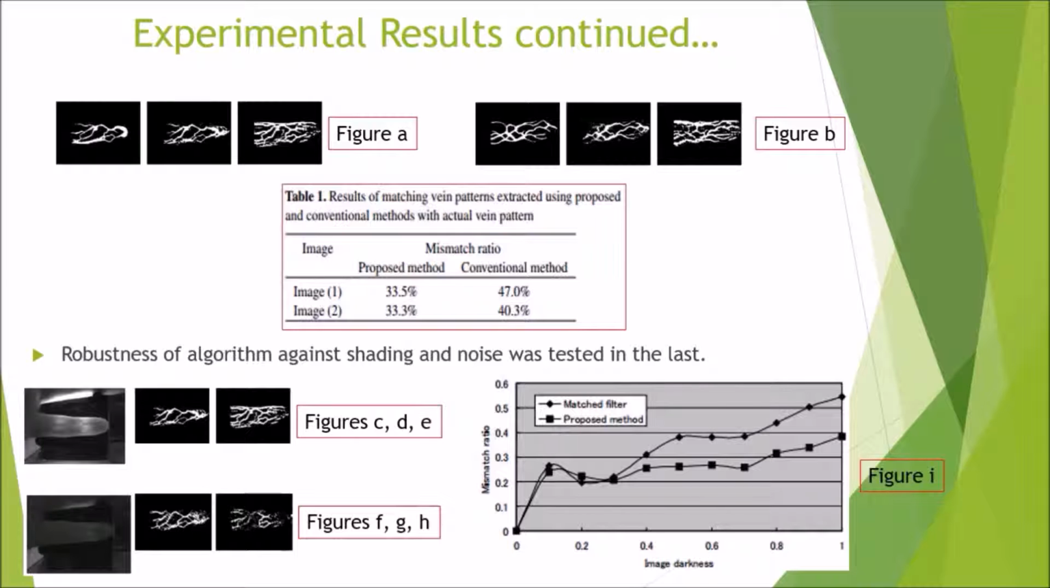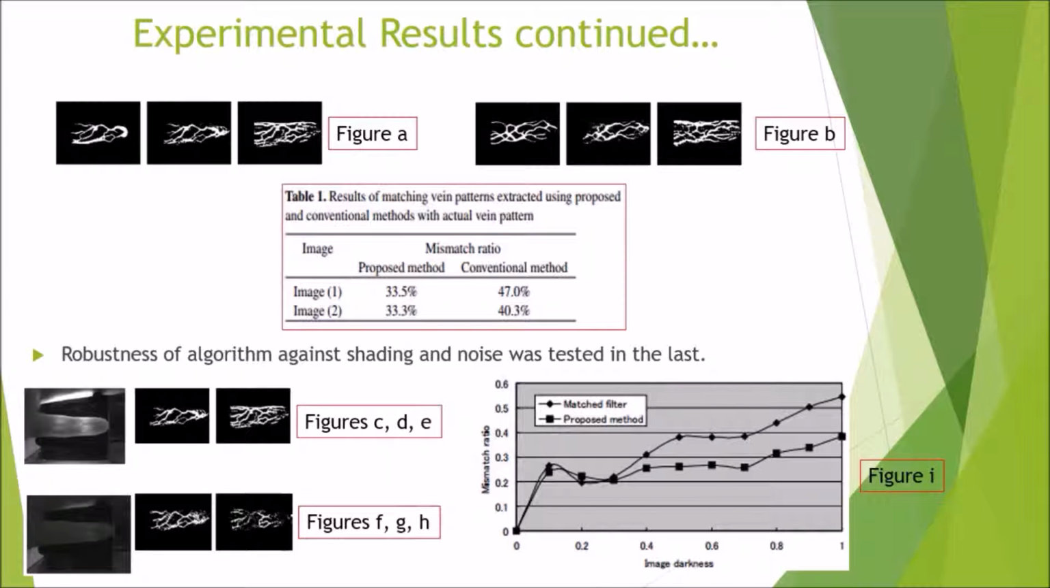Figure I shows the relationship between the mismatch ratio and the image darkness. As the captured image became darker, the mismatch ratio increased for both methods. The maximum value for the proposed method was 39%, 13% less than the 52% obtained for the conventional method. Our method is thus more robust against LED light intensity fluctuation.